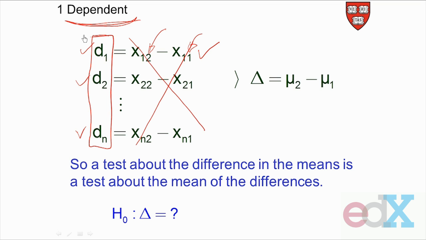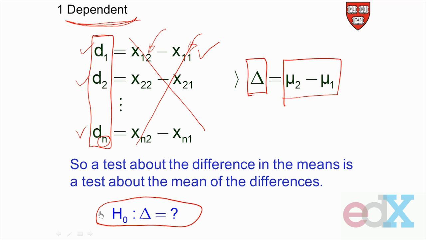With what mean? The mean was delta. Delta is the difference between two means. So now we're back in the single sample situation with n observations based on the n differences. And now we can set up hypotheses about delta. What value is delta? And as I said, the most common one is that delta is equal to 0.